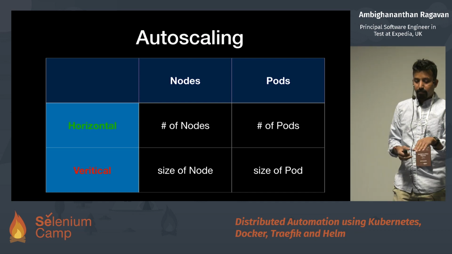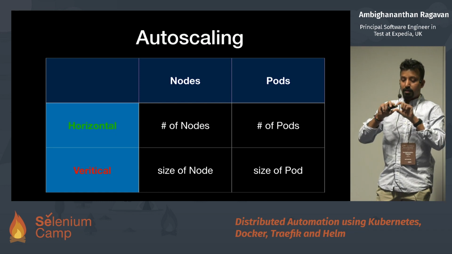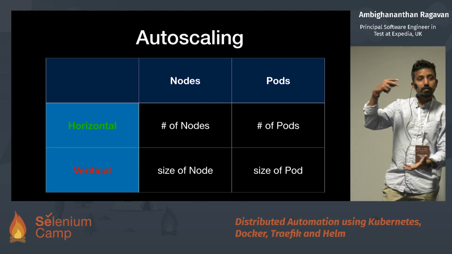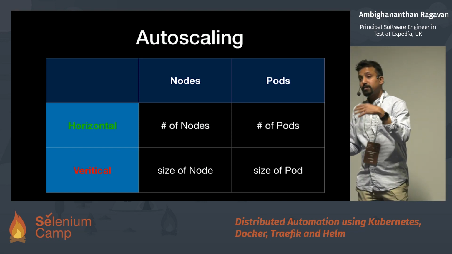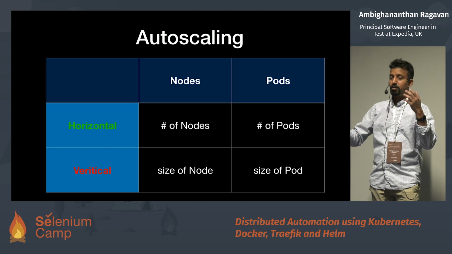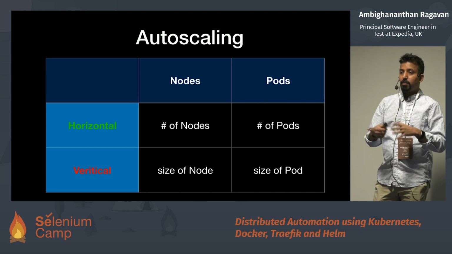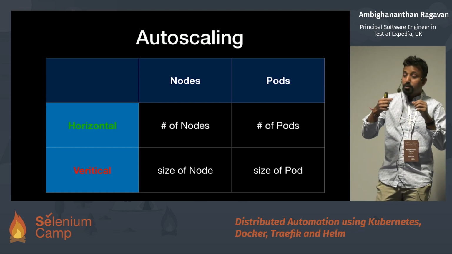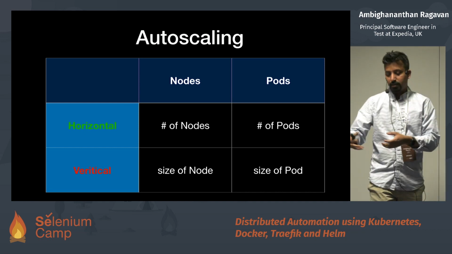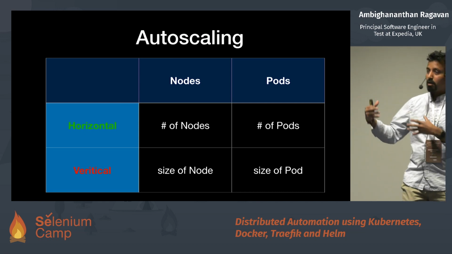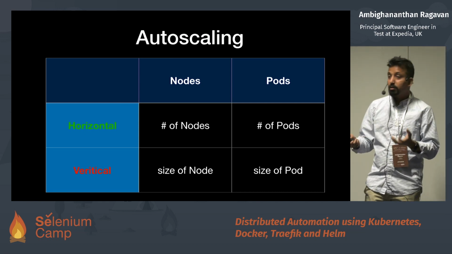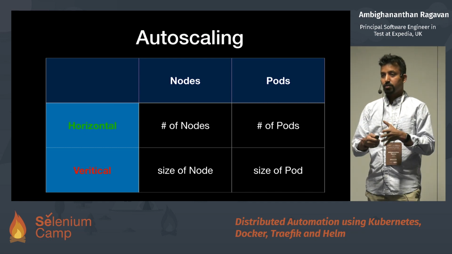And vertical is, instead of increasing the number of nodes, you increase the size of the node. For example, instead of using a C5 X large box, you might use a C5 2X or 8X large box. So instead of increasing the number of nodes, you're actually increasing the size of the node, and in the pod case, you're increasing the size of the pod. Vertical autoscaling is not a good approach, so it's always better to scale horizontally.